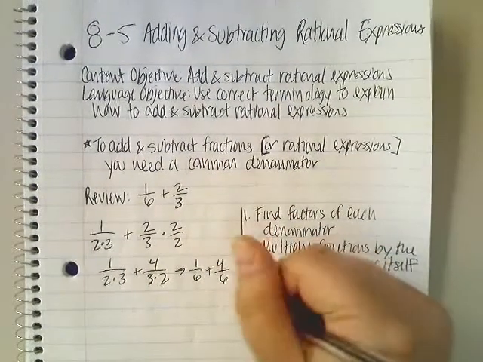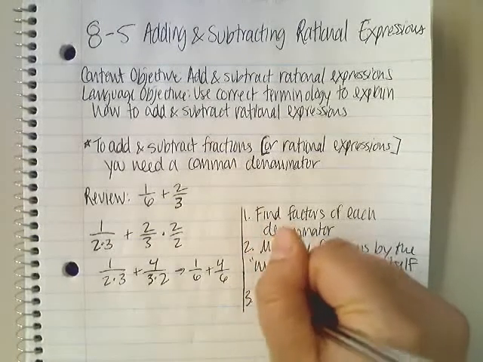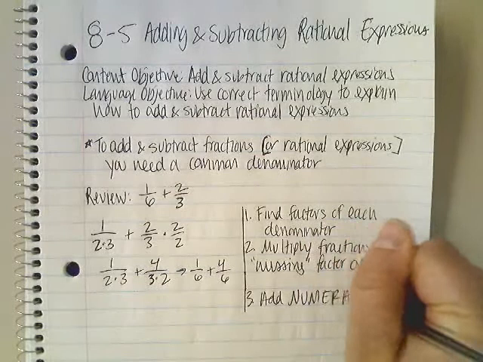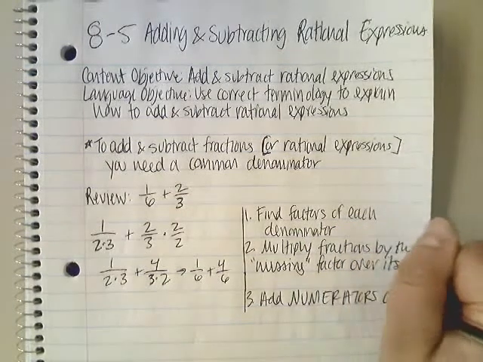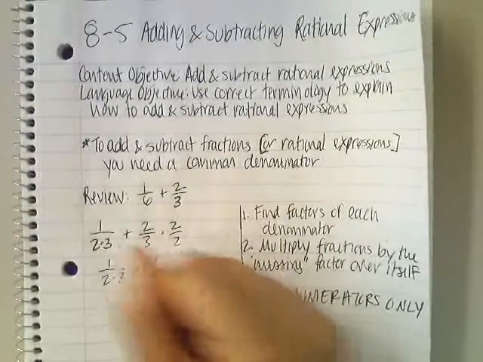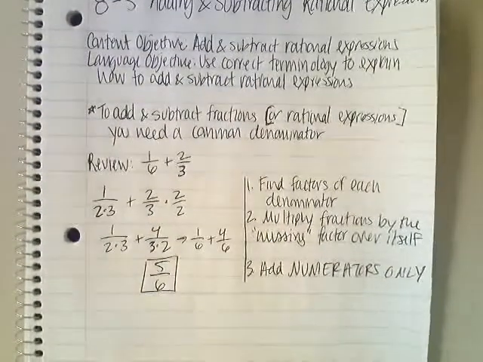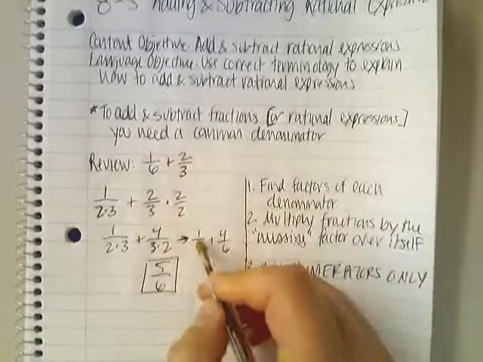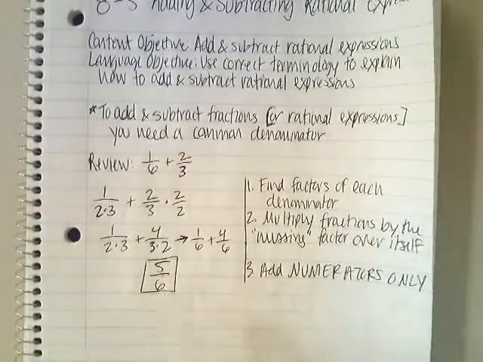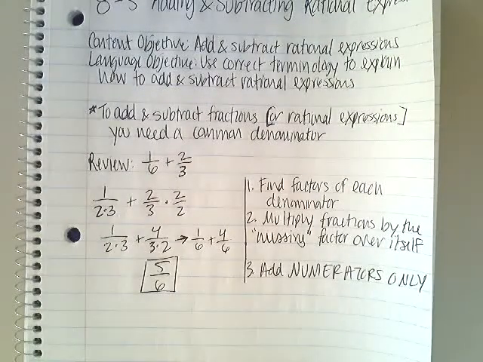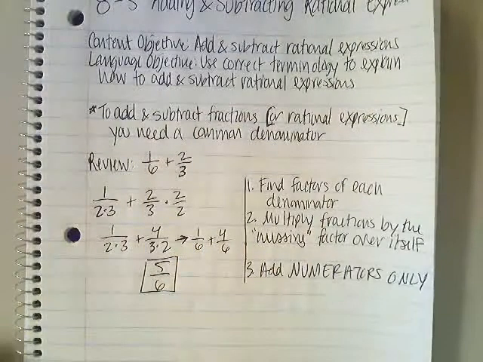And then my last step, I'm going to add the numerators only. So again, you don't add or subtract denominators when you're adding and subtracting fractions, only the numerators. So this just becomes 5 sixths. I have 1 sixth plus 4 sixths, which is 5 sixths. All right, so I'm going to continue on to practice this with a more complicated rational expression.